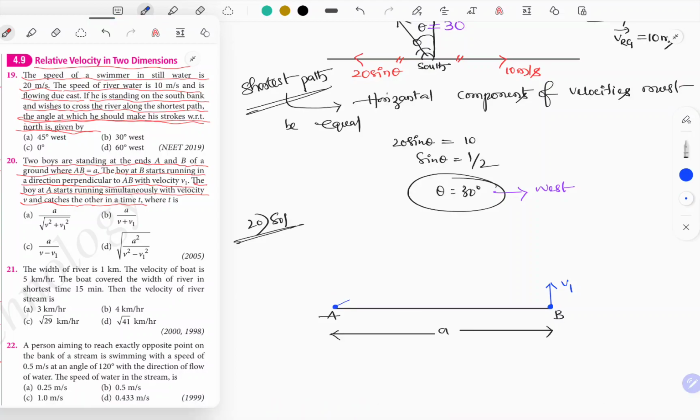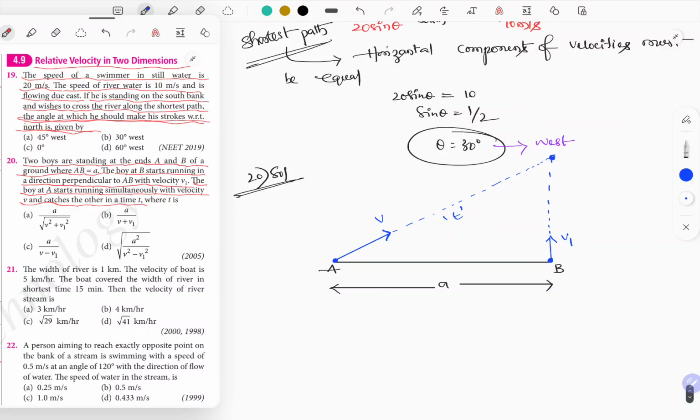Person at A tries to see, he must move in this direction to catch that person. He is moving with a velocity v and he will catch that person in a time t. Let me imagine they are meeting at this position. So this is the position where they meet. So the time taken for this person at A is going to be t seconds.